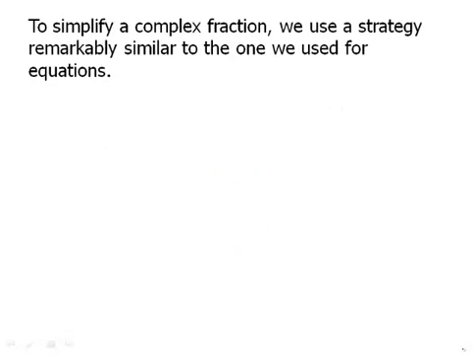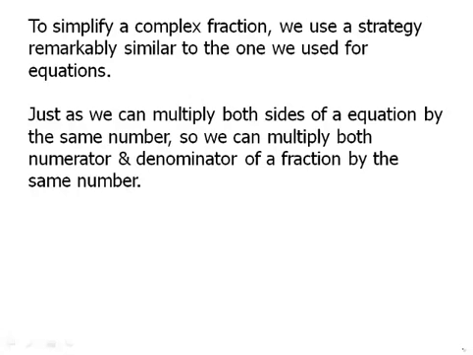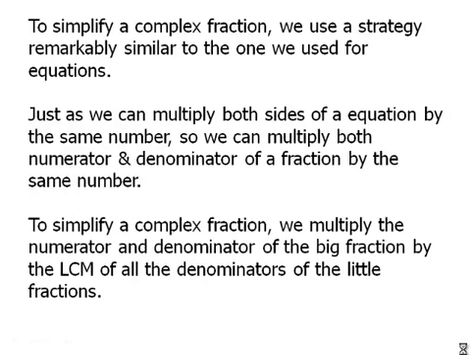To simplify a complex fraction, we use a strategy remarkably similar to the one we use for equations. Just as we can multiply both sides of an equation by the same number, so we can multiply both the numerator and the denominator of a fraction by the same number. To simplify a complex fraction, we multiply the numerator and denominator of the big fraction by the least common multiple of all the denominators of the little fractions.